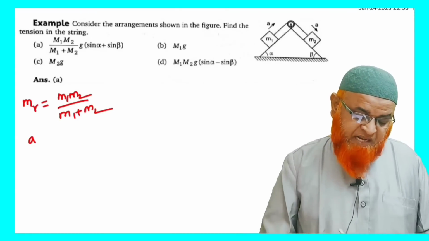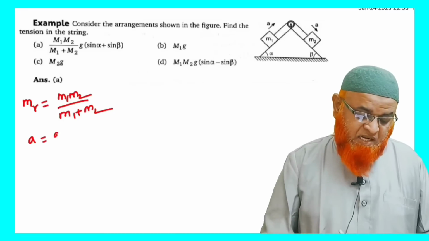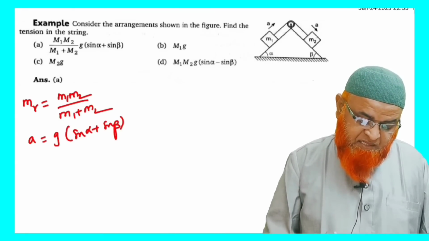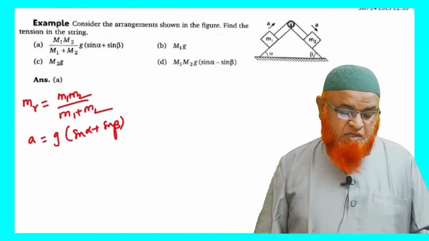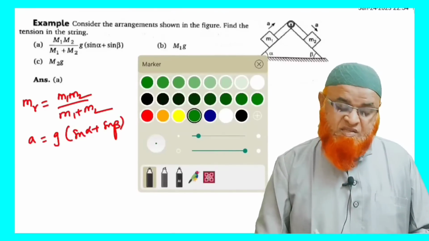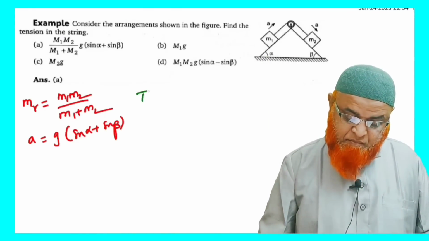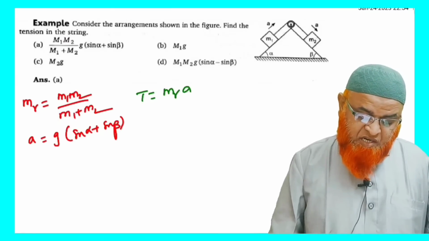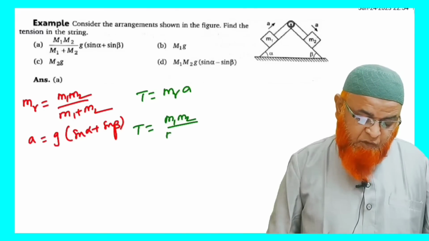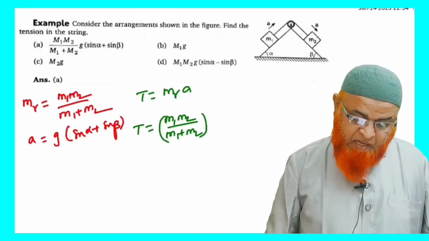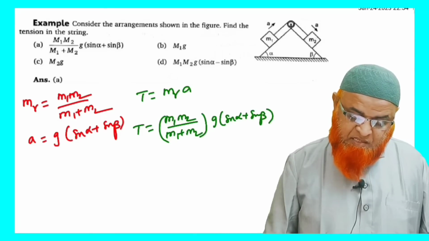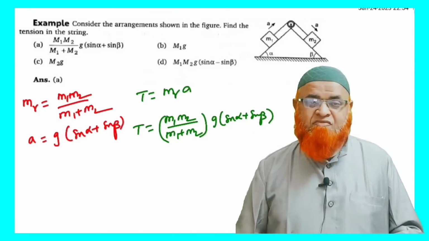And what is the acceleration for two blocks? The acceleration for two blocks is nothing but g into sine alpha plus sine beta. Okay, so he's asking us to find out the tension in the string. So the shortcut formula for the tension in the string is, tension T is equal to reduced mass into acceleration. Therefore tension T is equal to m1 m2 by m1 plus m2 into g into sine alpha plus sine beta. That's it. You got the answer in a fraction of a second.